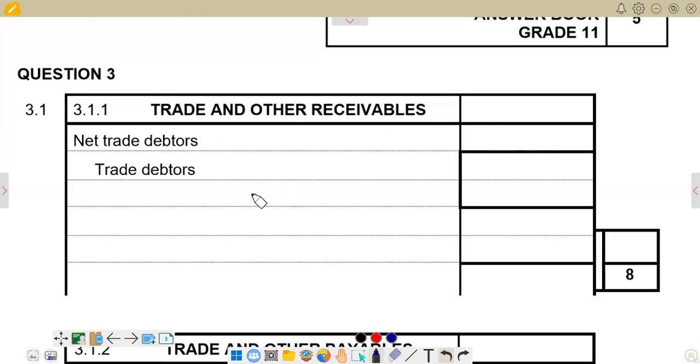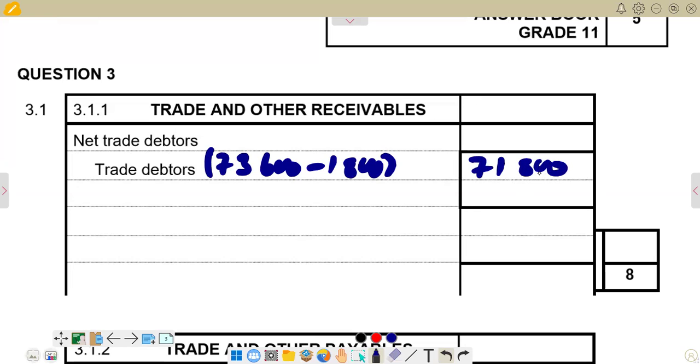Remember, beneath this, we are trying to calculate the figure for net trade debtors. So in brackets here, we are saying 73,600, and then you subtract your 1,800. After subtracting, you're supposed to get 71,800. So this is what we have.